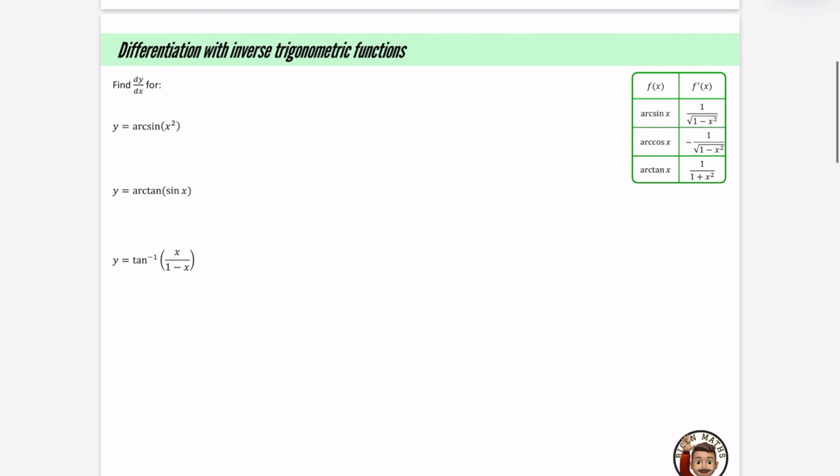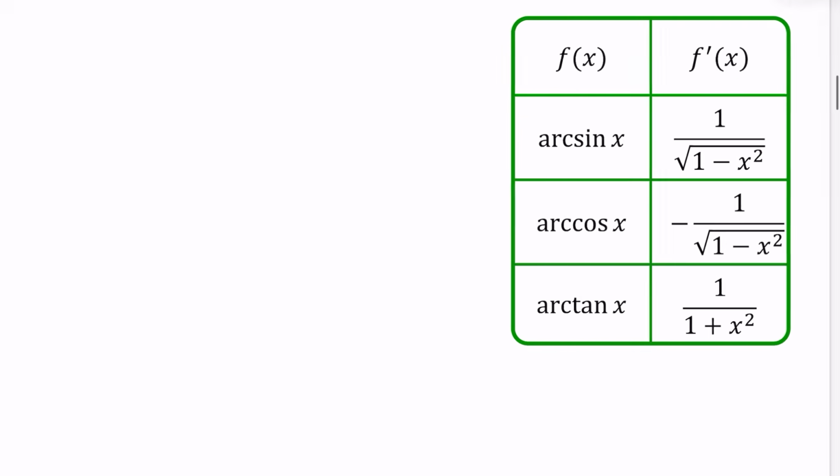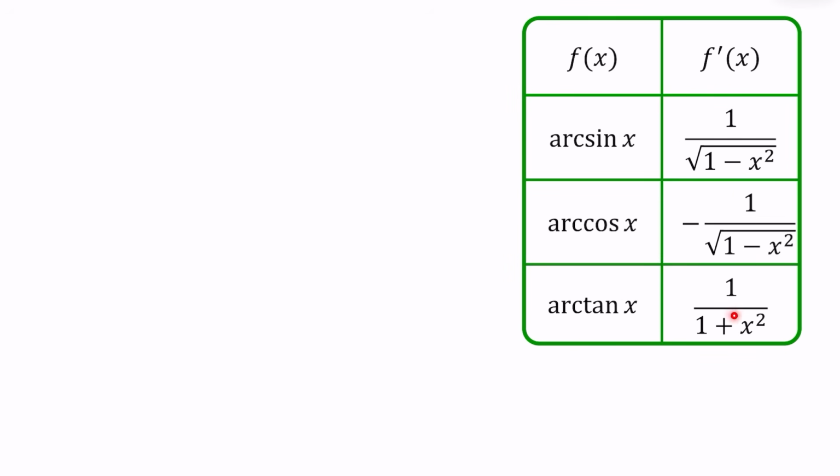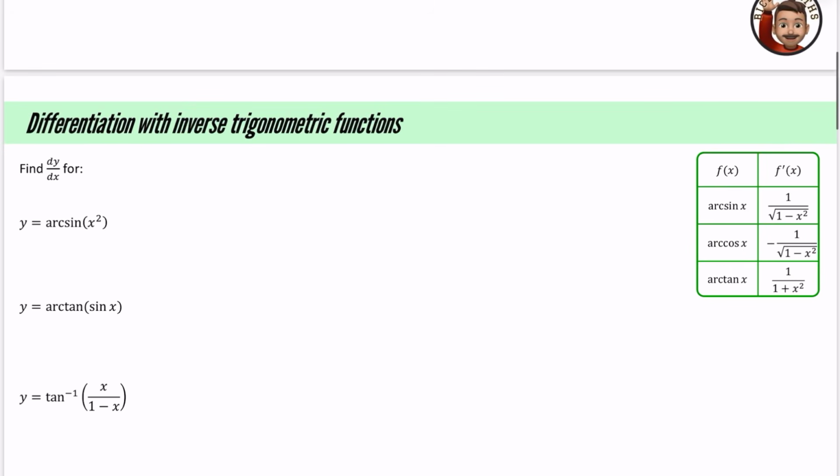So the next thing that gets covered in this chapter is inverse trigonometric functions: arcsine, arccos, and arctan x. These are given to us in the formula book, showing how you differentiate them. I don't memorize them. I have a rough idea of what they are, but I would refer to the formula booklet to do this.